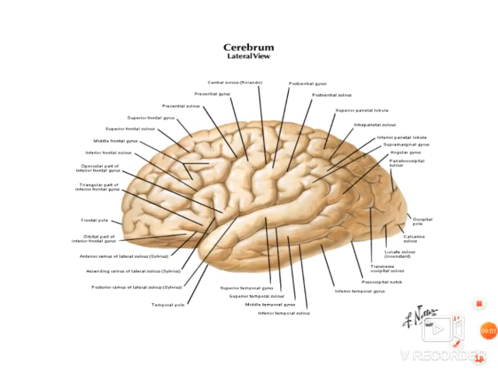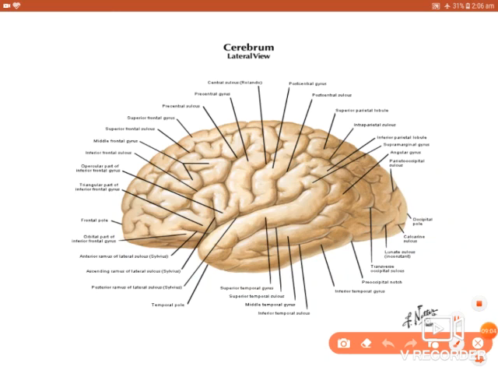Again, this is the superolateral surface, the lateral view of the cerebral hemisphere. It shows the frontal pole anteriorly and the occipital pole posteriorly. Here is the lateral sulcus, and this is the stem of the lateral sulcus. It is divided into three rami: this is the anterior ramus, this is the ascending ramus, and this is the posterior ramus of the lateral sulcus.